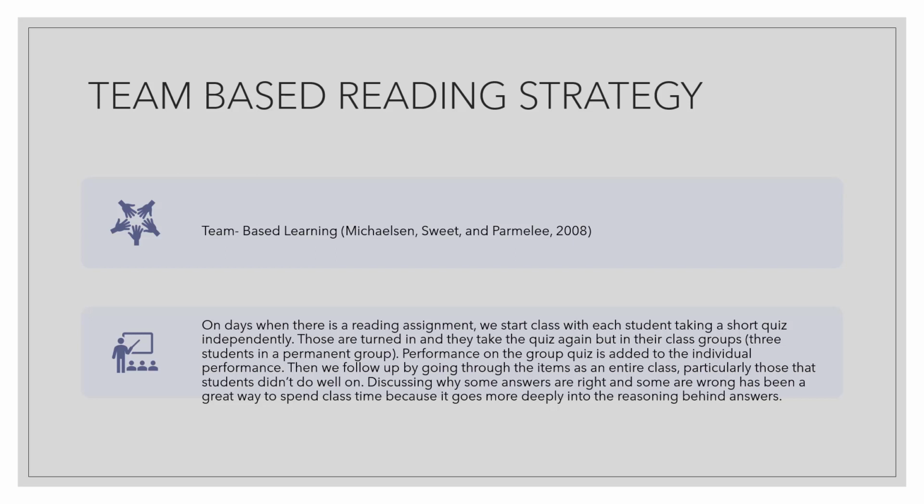And then you will follow up by going through the items as an entire class. Particularly for those students that did not do well, now they are able to read through or have the information presented to them 3 ways. First time independently, second time as a group, third time as a class. Discussing why some answers are right and why some are wrong is a great way to make sure that your students go through that deep reading or that deep learning into the reasoning behind the answers.